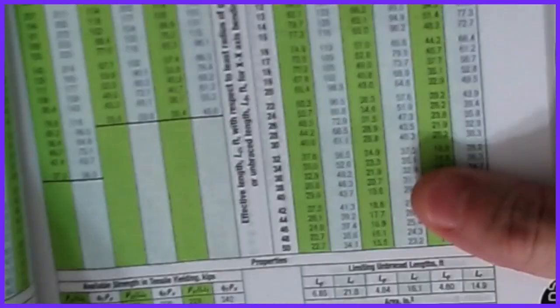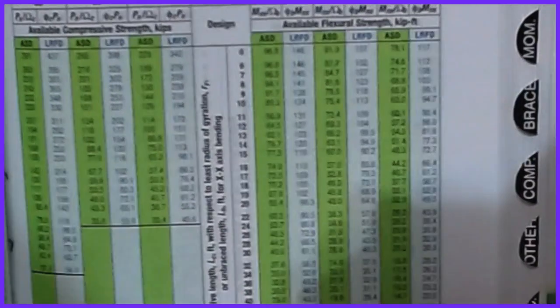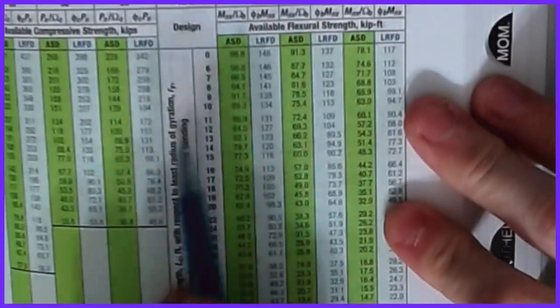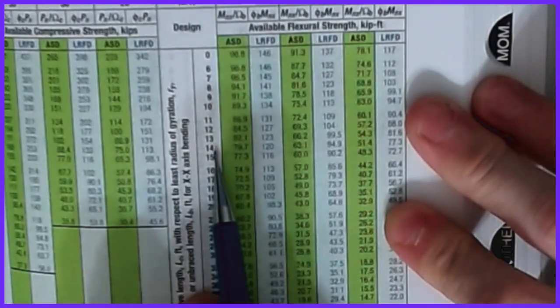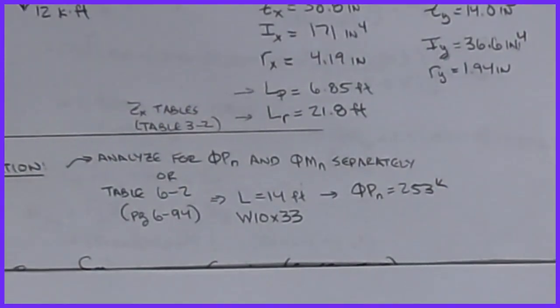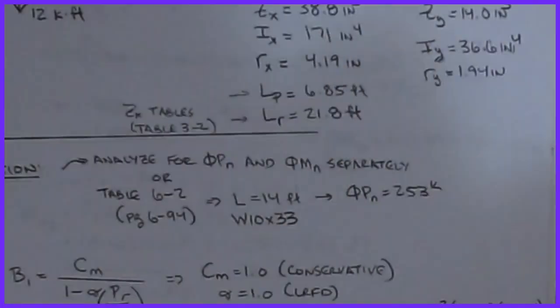So what I did on this one is I went in, and since my lengths and my Ks are all the same, at 14 feet, all I do is read down to 14 feet, and then I come across to that value, and you'll see that it's 253. And so that then for our problem becomes, oops.